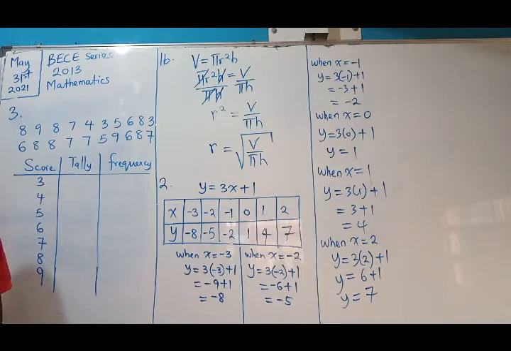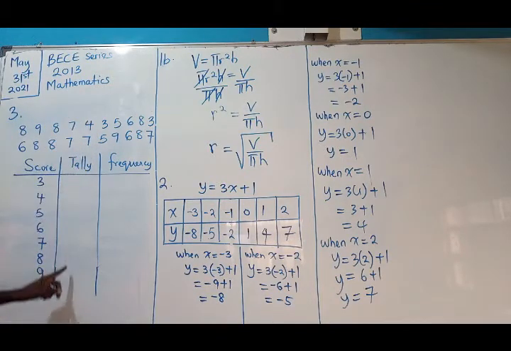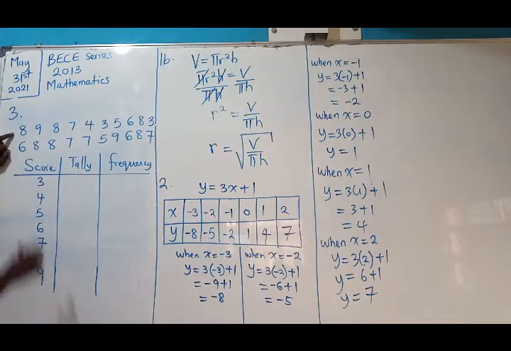The next thing you do is to strike out. Whatever strikeout you make here, you represent that with a stick here, which is your tally. You strike out and you represent with a stick here. What's this number here? It's 8. So as I strike off 8, I drop a stick here.